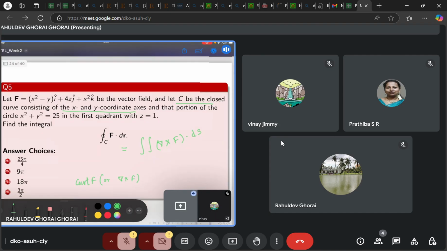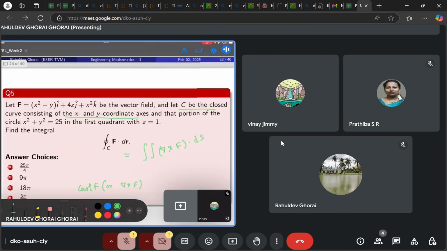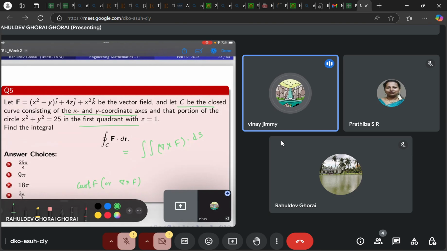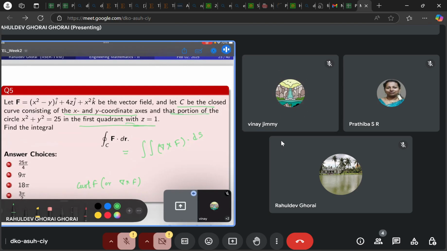Yeah, so this was the question. Sorry, it is in the assignment, sir. But the language seems a little difficult to read. I don't know.